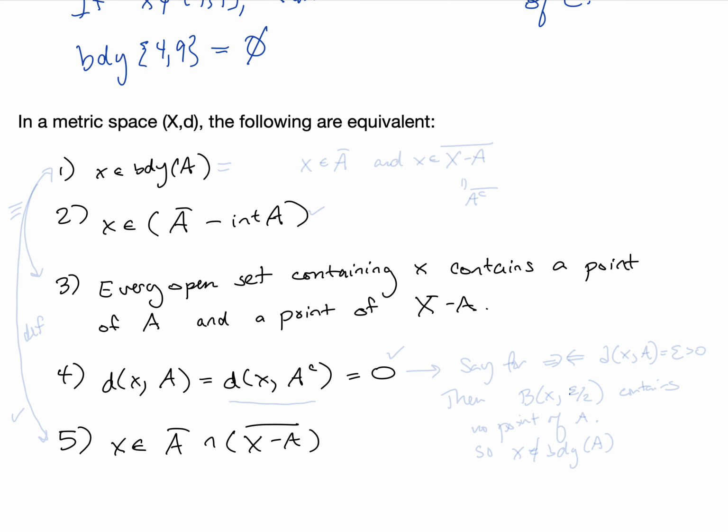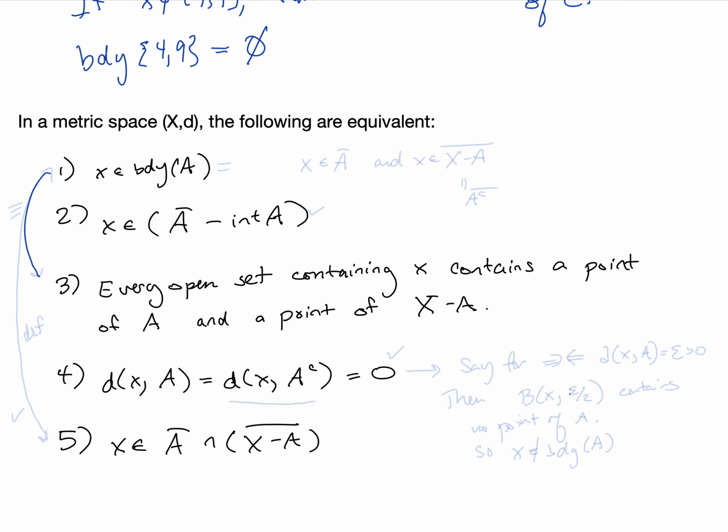This section ends by just stating that the following expressions are equivalent. 1, x is in the boundary of A. 2, x is in A closure minus the interior of A. 3, every open set containing x contains a point of A and a point of A complement. 4, the distance between x and the set A is equal to the distance between x and A complement, which must be equal to 0. And 5, x is an element of A closure and x is in the closure of A complement.